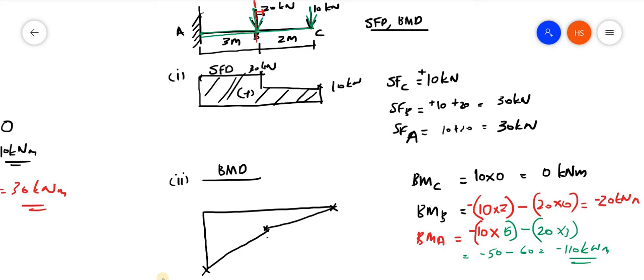Let me write the values also: 20 kilonewton meter here, and here it is 110 kilonewton meter. So it is negative. Negative means it is a hogging moment. So in a cantilever, negative bending moment will be there. That is what is meant by hogging moment. Okay, so this is a way in which we can find it. Now let us take another example.